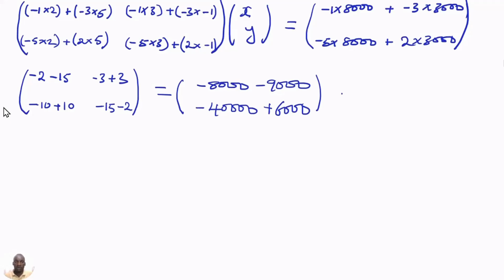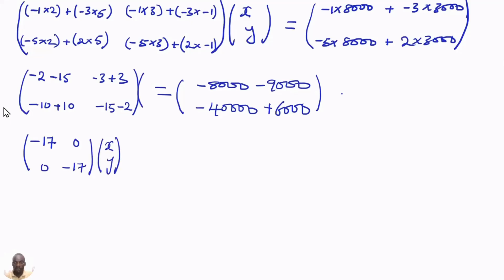As we simplify, negative 2 take away 15, we are getting negative 17. Then negative 3 plus 3 gives us a 0. Negative 10 plus 10, we get a 0. Negative 15 take away 2, we are getting negative 17. The whole of it multiplied by x, y.